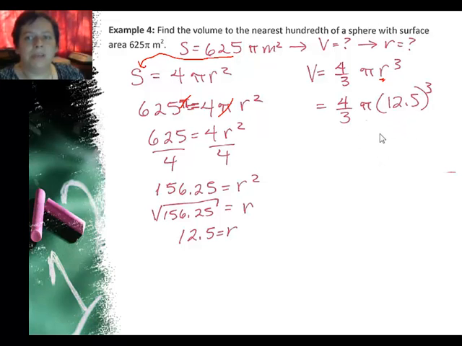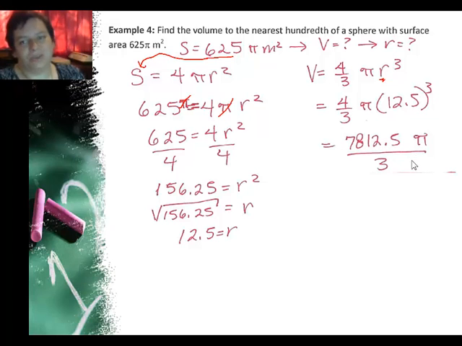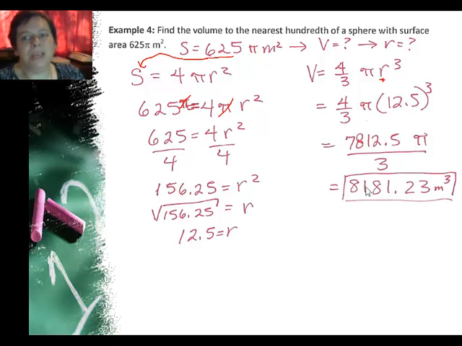Now using my calculator, I cube 12.5 and I multiply it by 4, and I get a crazy number, 7,812.5 times pi. Pi doesn't go away, divided by 3. Using my calculator, I finally get 8,181 and 23 hundredths of a cubic meter.